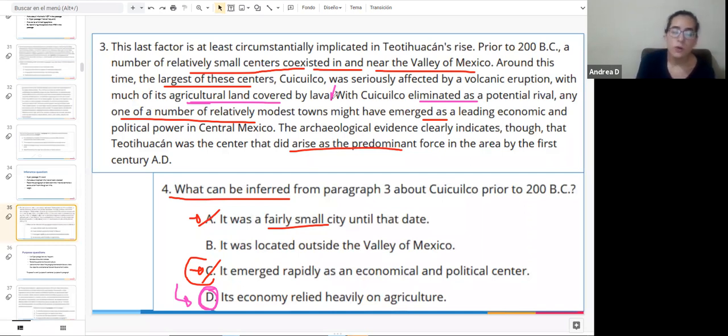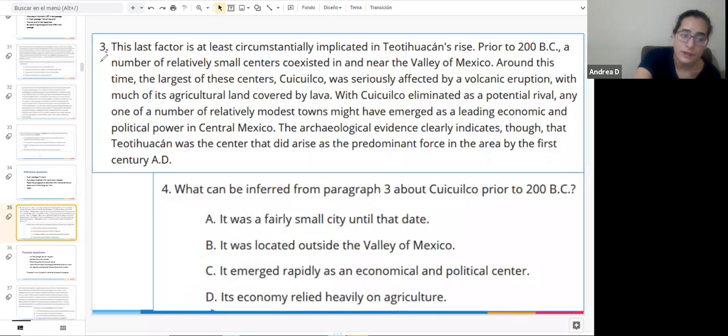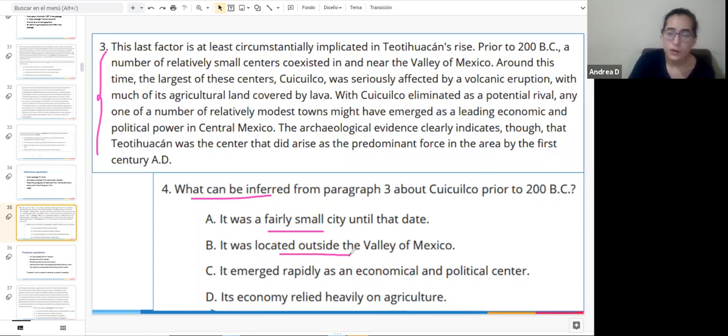So that's what you guys are missing. Now, some tips I can give you for this type of question, what can be inferred question. Usually, you need to try to think of what the main idea of the paragraph is, because usually they ask about something that's really important. So most of them are not going to be about those little details. Like, for example, it was a fairly small city until that date, or it was located outside the Valley of Mexico. So maybe you can say, okay, it coexisted near the Valley of Mexico, maybe it was outside. Okay, so it was a small center.